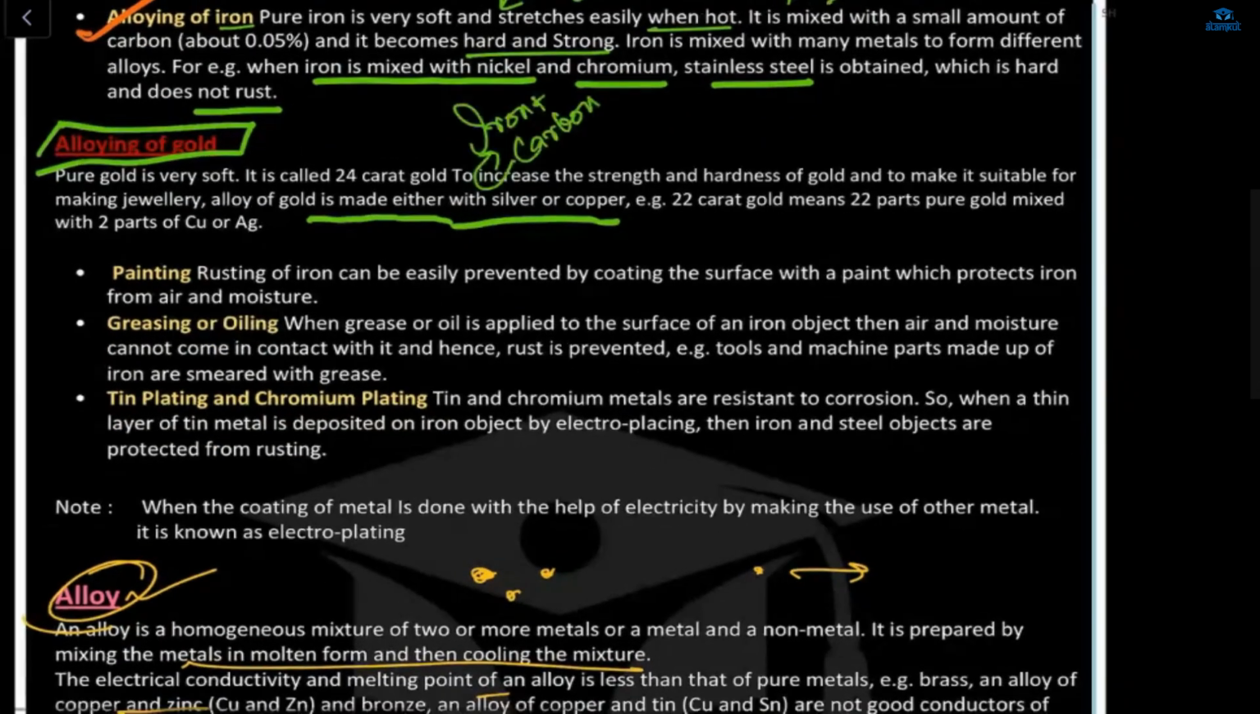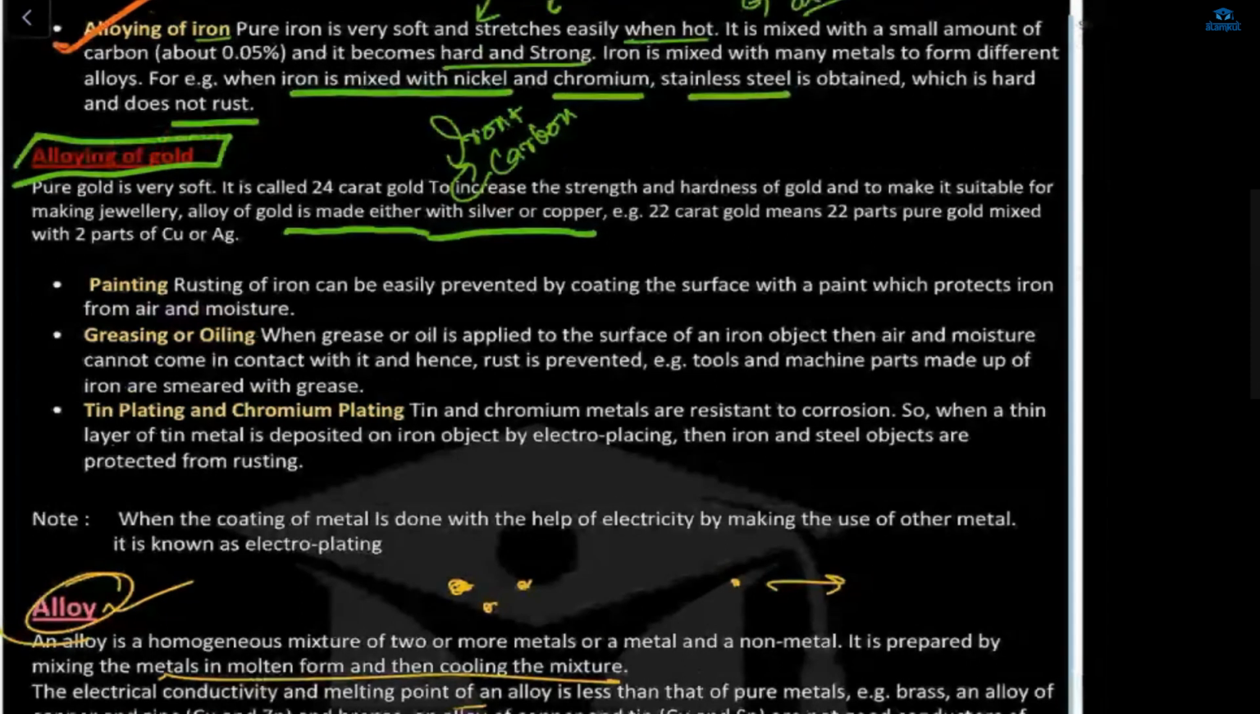Now, alloying of gold. Pure gold is very soft. It's called 24 karat gold. To increase the strength and hardness of gold to make it suitable for making jewelry, we use alloys. So for making jewelry, how many karat gold do we use? 24 karat gold. An alloy of gold is made either with silver or copper. So for the process of iron, it is mixed with nickel and chromium.